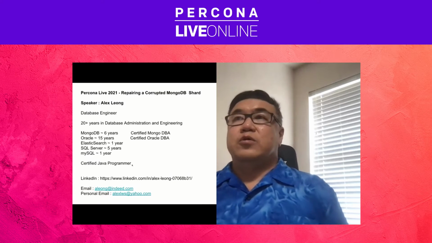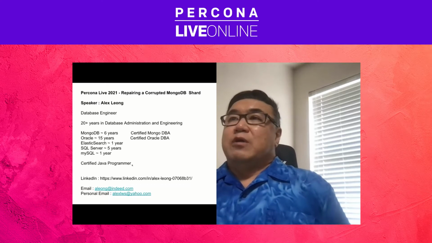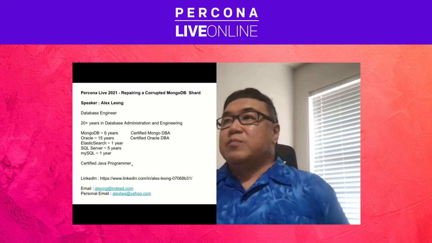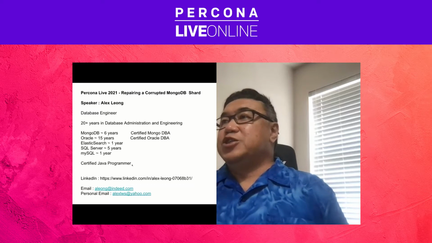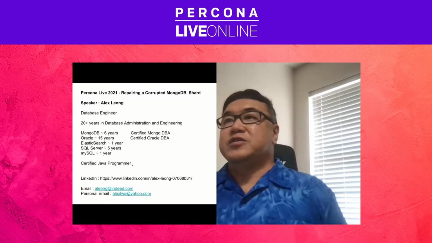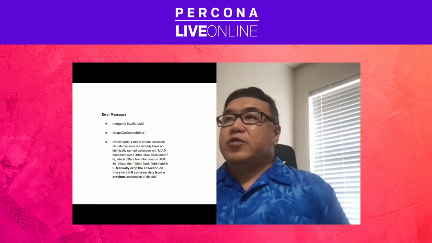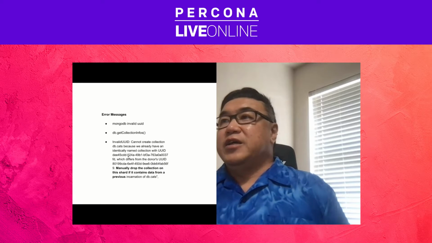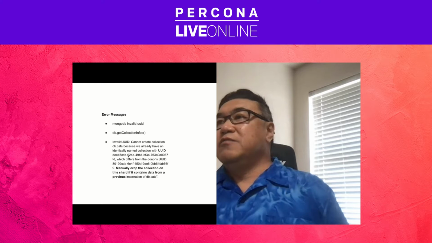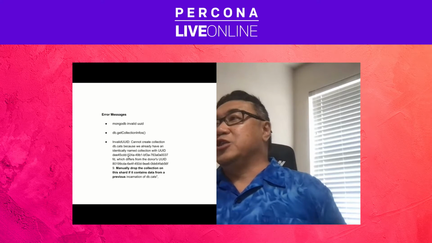Repairing a corrupted MongoDB shard. Now, while there are many different ways in which a shard could be corrupted, for the purpose of this presentation, a corrupted MongoDB shard has the following error message or similar characteristics. The error says, cannot create collection because we already have an identically named UUID DEE45CDD blah blah, which differs from the donor's UUID of 80199CDA blah blah. Manually drop the collection on this shard.